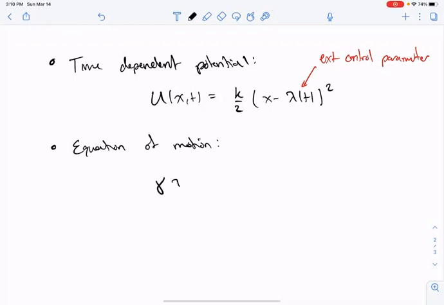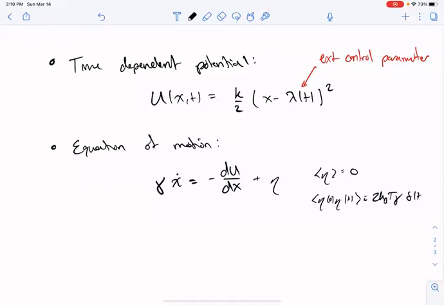There's some friction gamma. The rate of change of x is then given by the total force, which is minus the gradient of the potential, plus the random force with mean 0, and variance twice kBT gamma delta t.